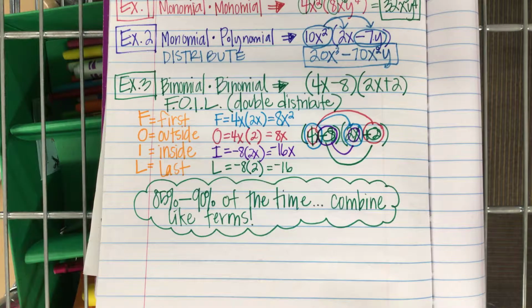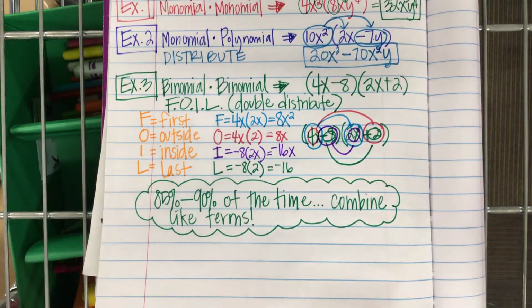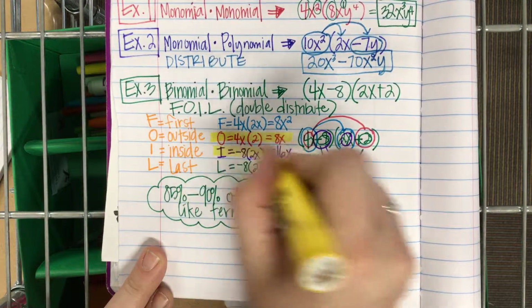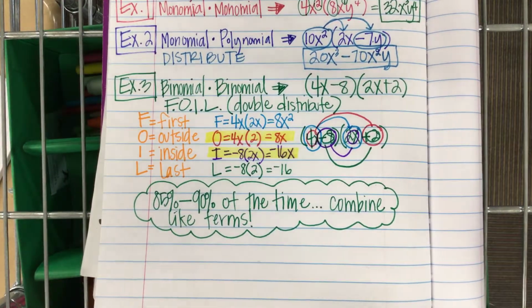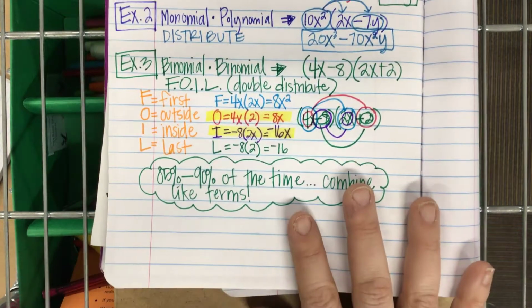You combine like terms. Most of the time, not all the time, but most of the time, it's your outside and inside. It's your two middles. Sometimes not. This time it is. I have two like terms. Watch it.